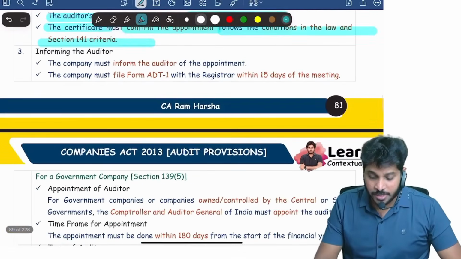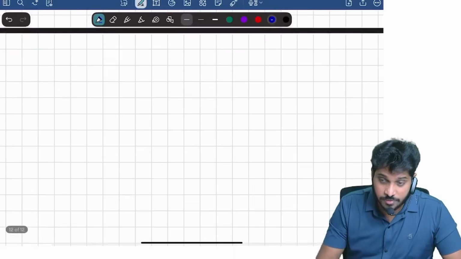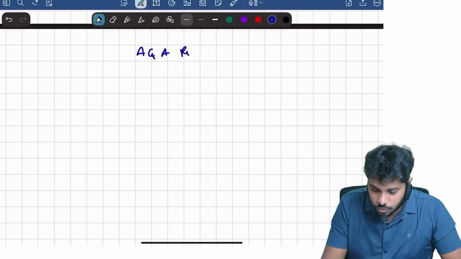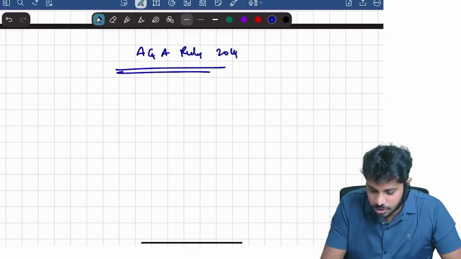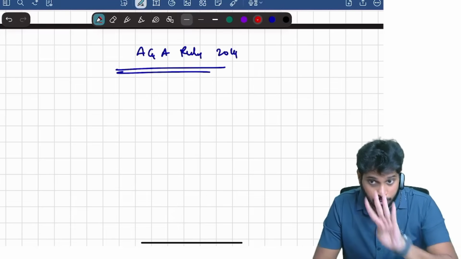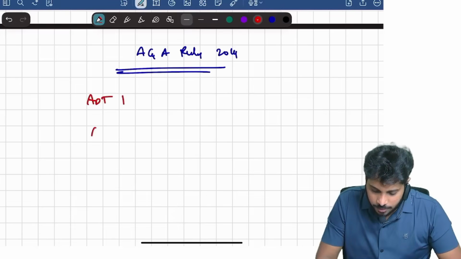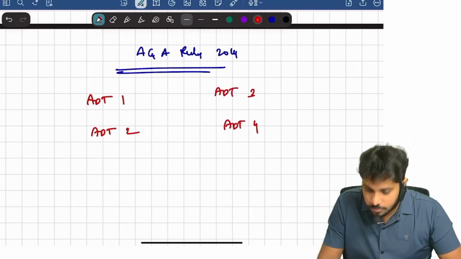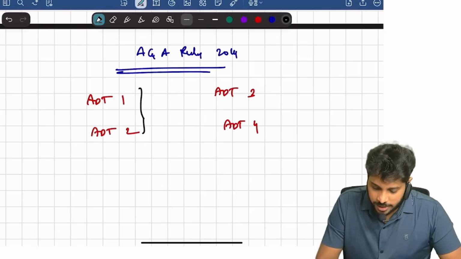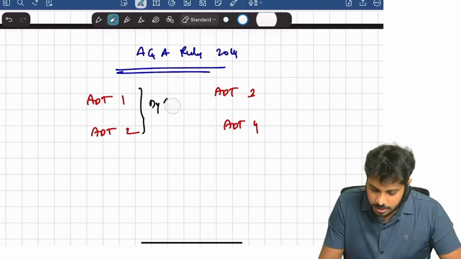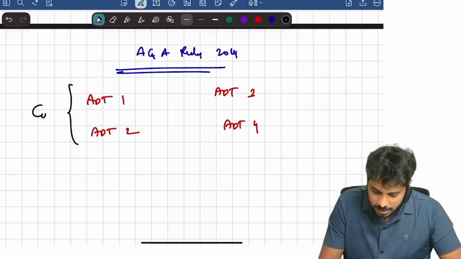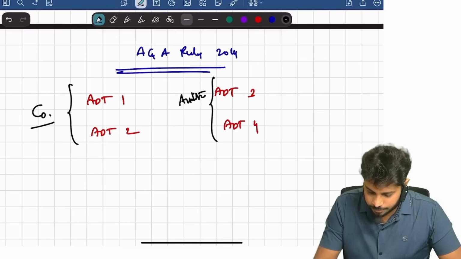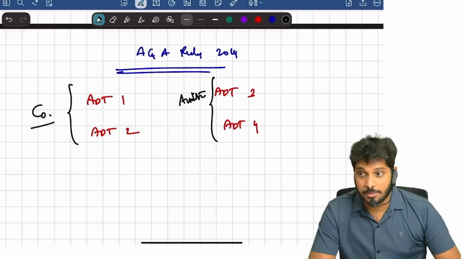That's it. Right now we are discussing indirectly audit and auditors rules, actually the Companies (Audit and Auditors) Rules, 2014. In this also we have 4 types of forms: ADT1, ADT2, ADT3, ADT4. Understood? ADT1 and 2 are filed by the company. ADT3 and 4 are filed by the auditor.